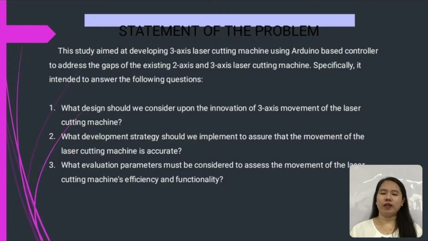Statement of the problem. This study aimed at developing a 3-axis laser cutting machine using Arduino-based controller to address the gaps of the existing 2-axis and 3-axis laser cutting machine. Specifically, it intended to answer the following questions. First, what design should be considered upon the innovation of 3-axis movement of the laser cutting machine? Second, what development strategy should be implemented to assure that the movement of the laser cutting machine is accurate? Third, what evaluation parameters must be considered to assess the movement of the laser cutting machine's efficiency and functionality?